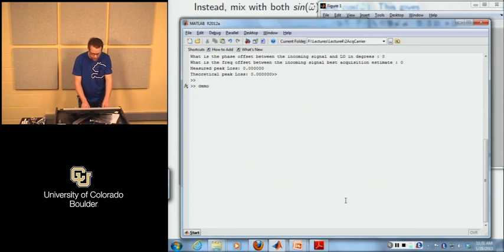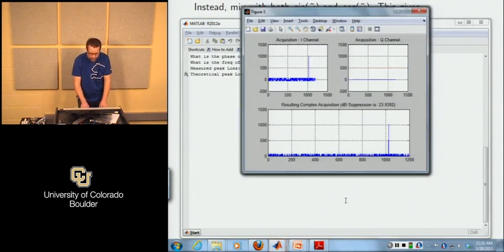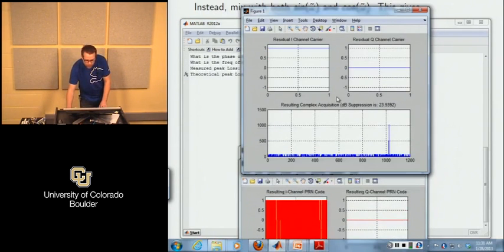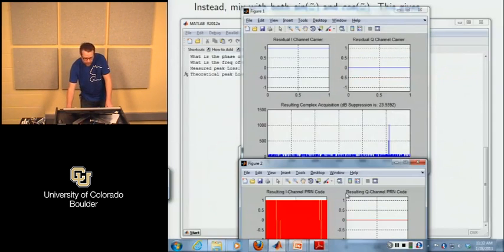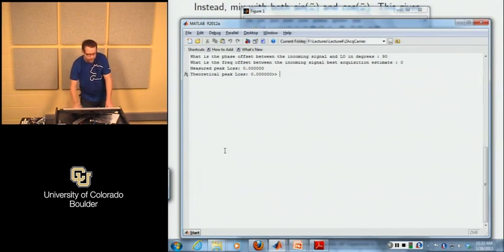So let's make it a little bit more interesting. Let's say we have a 90 degrees offset here. Go through the plots, basically what we expected, right? We now have 1 in the I channel, 0 in the Q, still works. Where the PRN code ends up is just the other window. Nothing really changes otherwise, all right?